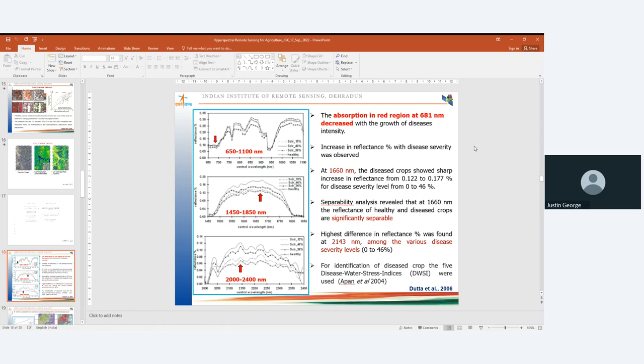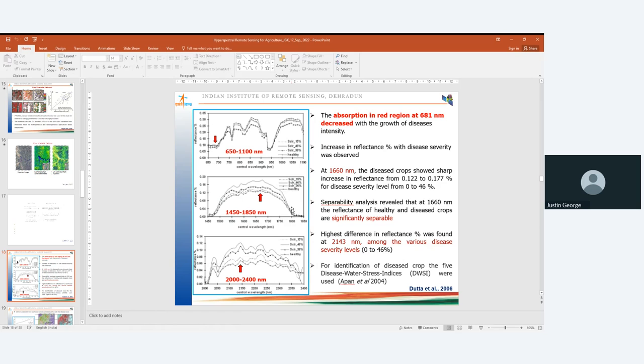681 nanometer. And they found that also in this particular wavelength range of 1450 to 1850, at 1660 nanometer, the diseased crop showed a drastic increase in reflectance from 0.12 to 0.17. Here you can see for disease severity increases from 0 to 46. So the topmost one shows the disease infested crop.